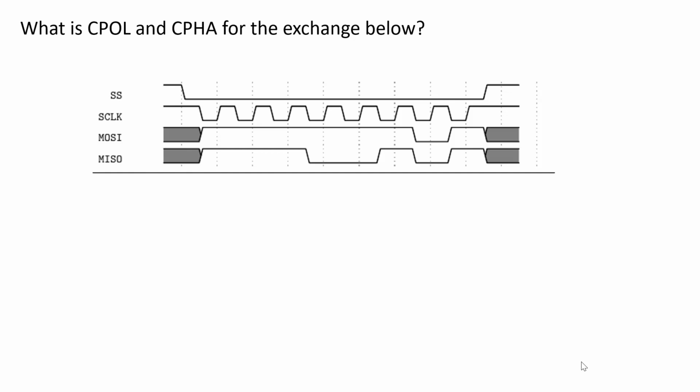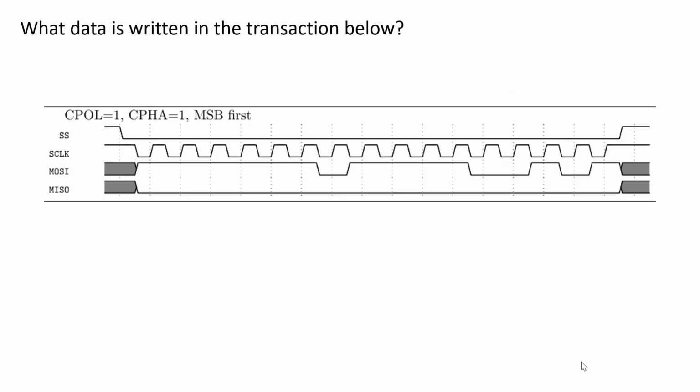Okay, what is CPOL and CPHA? Well, I can tell that CPOL's got to be 1 because the clock starts out high, and CPHA, if I look at the clock, I can't read the data on the first edge because it's in a state of change. So I got to read the clock on the second edge, right? So CPHA must be 1 too, right? So 1, 1, right?